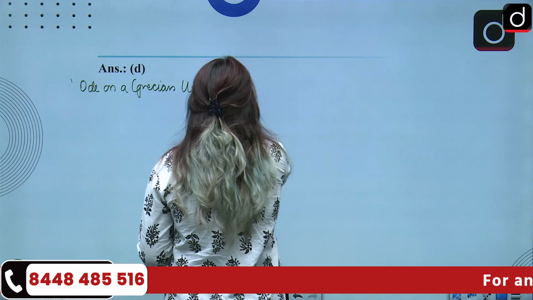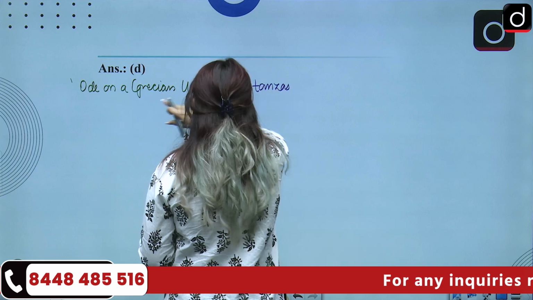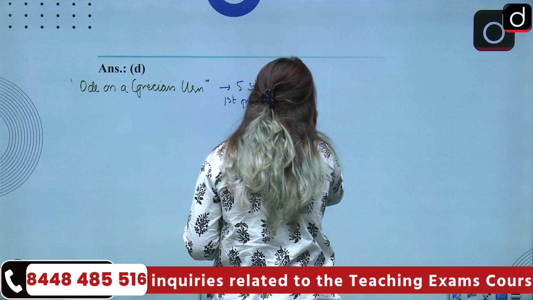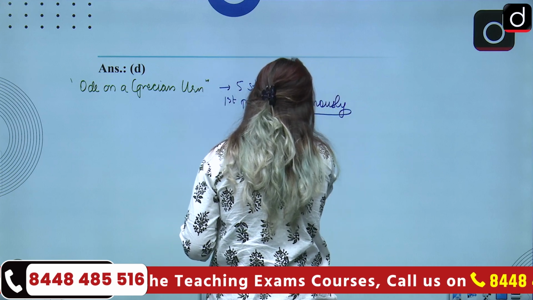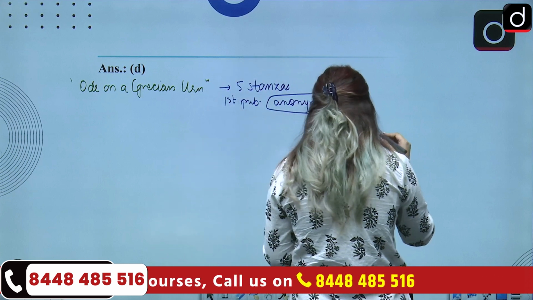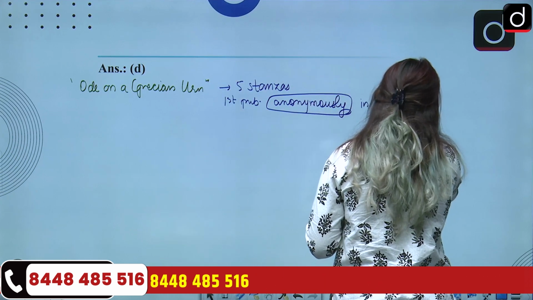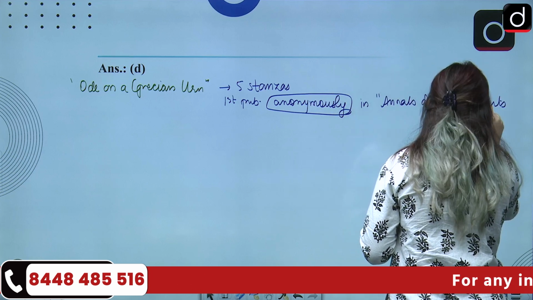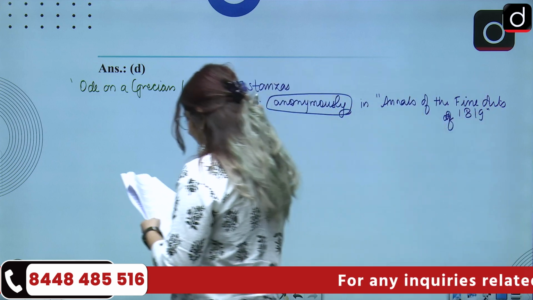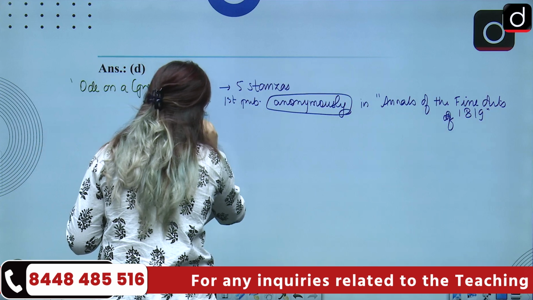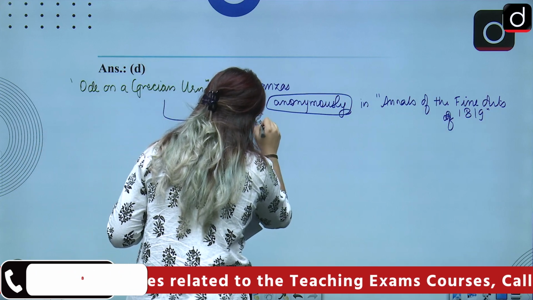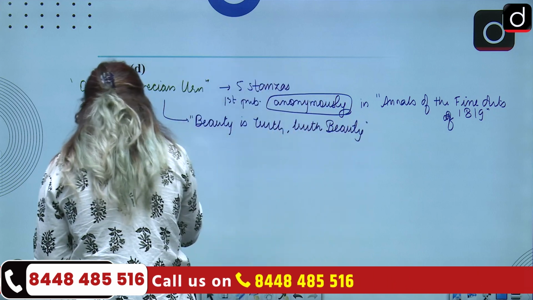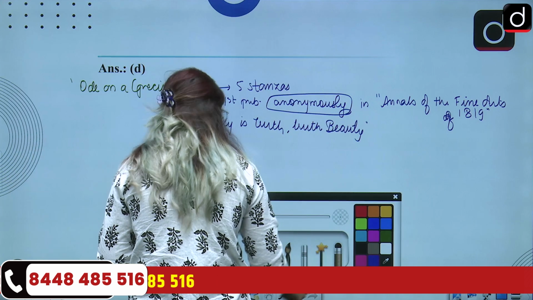Ode on a Grecian Urn is a poem of 5 stanzas. Ode means addressed. To whom is it addressed? To the Grecian urn, right? It was first published anonymously in Annals of the Fine Arts in 1819, right? And in it comes that nice line, beauty is truth, truth beauty, right? That is all you need on earth and all you need to know.